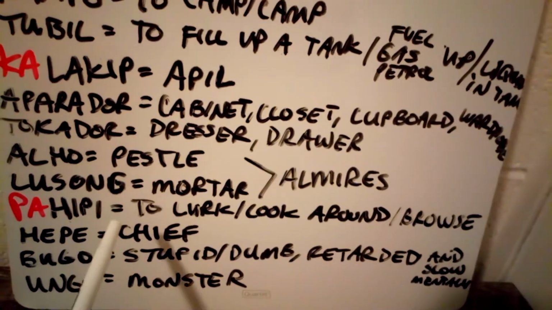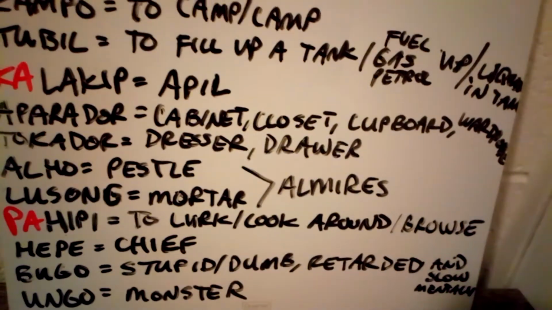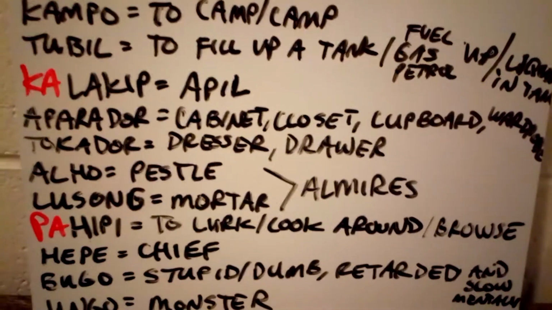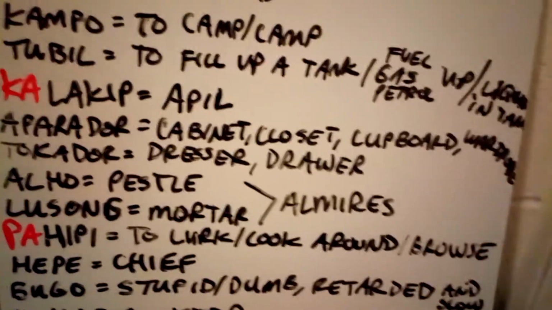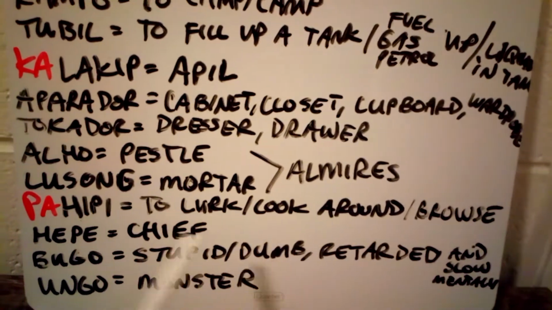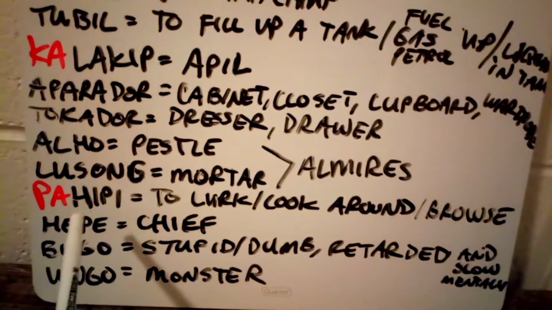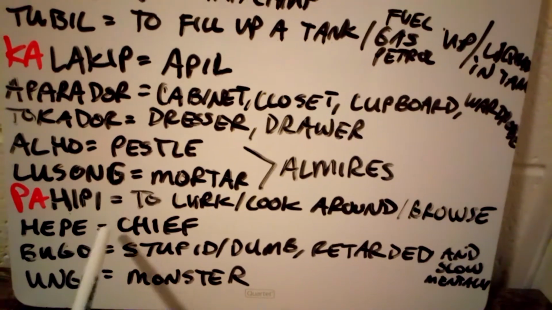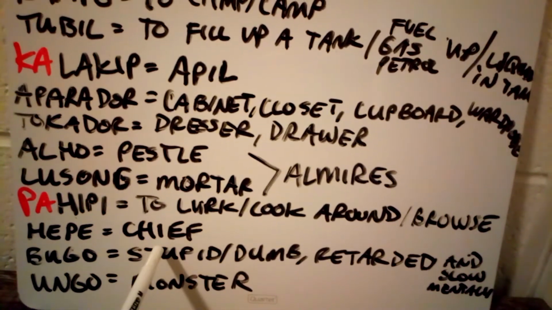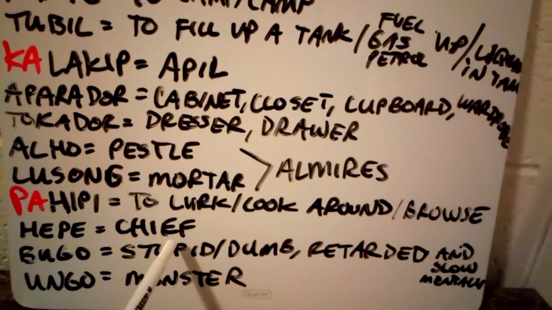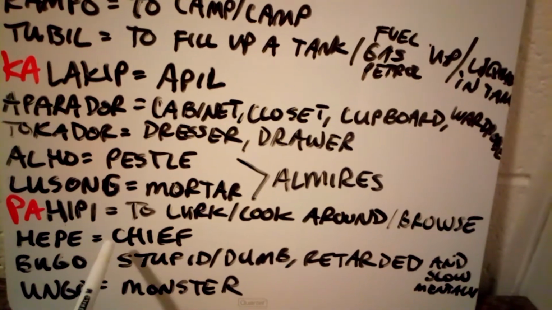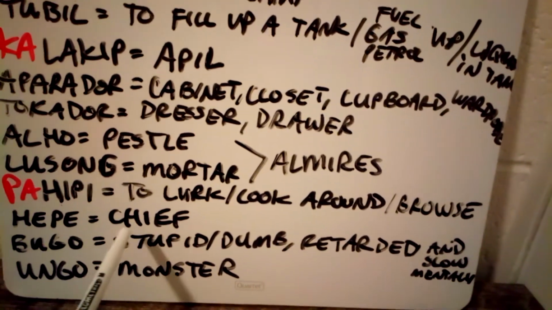Pahipi, right? Root word is hipi. Hipi means to lurk, to look around, or to browse, right? You're looking around, you're lurking, you're seeing what's up. Now, watch out, because if we change the vowel to hepe, hepe means chief, like someone of a high-ranking official, usually in the police force or in the military. Or sometimes it's like the boss of someone.